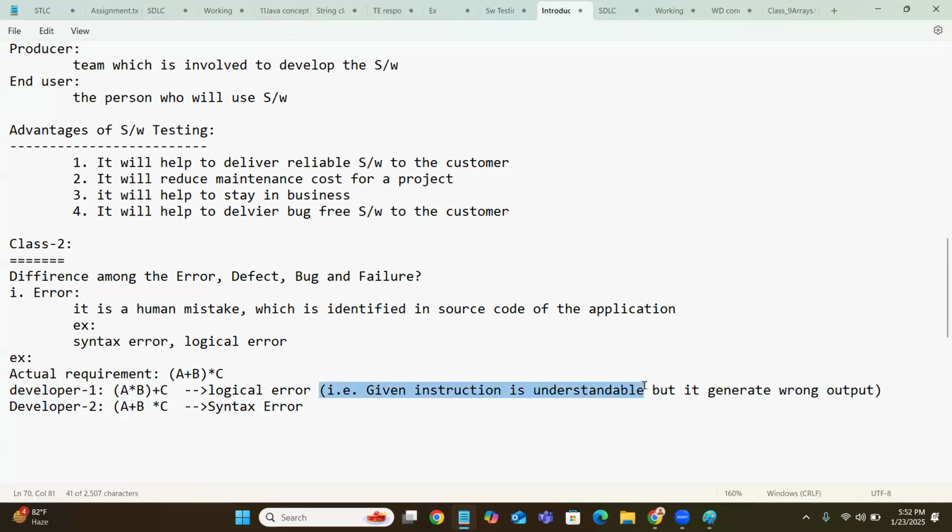Because here, addition I want, but they gave the multiply operator. Whereas syntax error means I give an open bracket, where is the closed bracket? The system is not able to understand it. Everything you have to provide as instruction. That means the given instruction is not understandable. That comes under syntax error. Right? Clear? Okay.